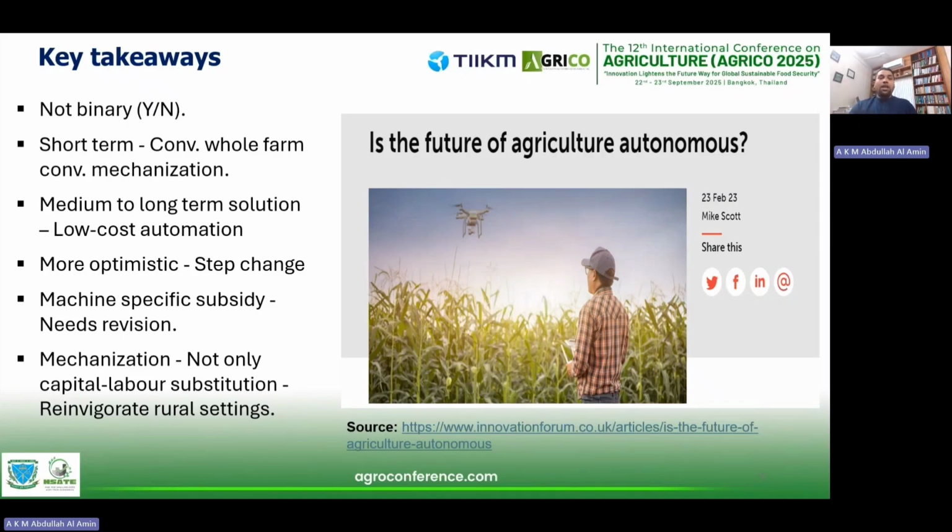It's not only the capital-labor substitution we are thinking about. Instead, it's all about reintegrating the rural settings, encouraging youth into agriculture, tackling the question of who will farm in the future. So it should be a system change that may bring a paradigm shift in the total agri-food system.